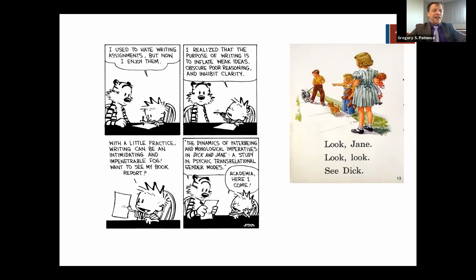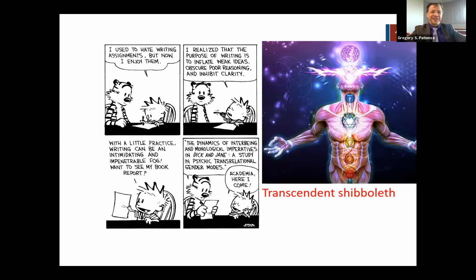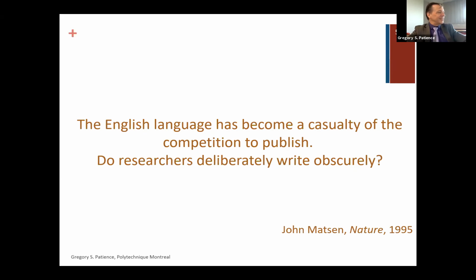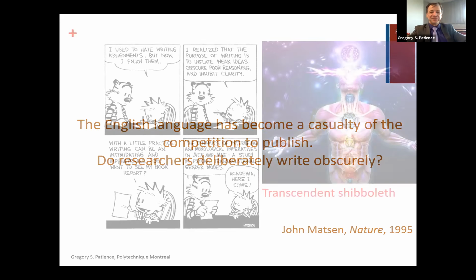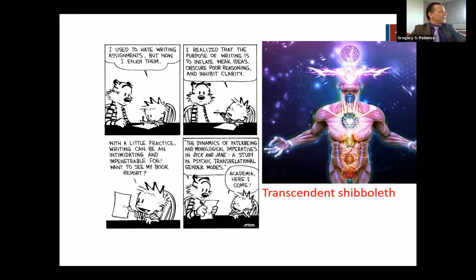And he says, the book is entitled, or the title is The Dynamics of Interbeing and Monological Imperatives in Dick and Jane, a study in psychic transrelational gender modes. Academia, here I come. So this is what we're trying to get away from. This is called a transcendent shibboleth. Okay.